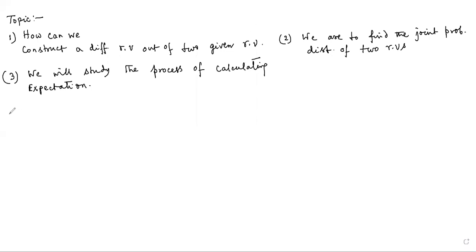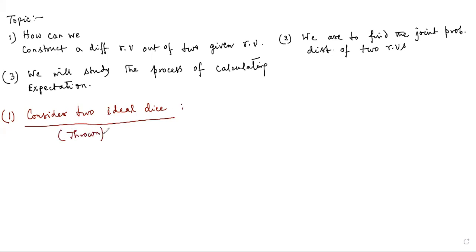And to start with, let us discuss point number one first of all. So here we are going to consider two ideal dice which will be thrown together simultaneously. If I do so, you know that you are going to get 6 into 6, that is 36 outcomes all total. So I'm going to tabulate all the 36 outcomes first of all.